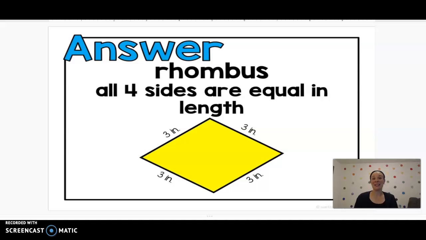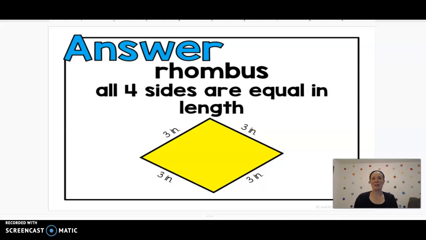Finally, a rhombus is also a parallelogram. If you look at the sides, test them out. Kind of move your hands up and down. Do you see how those lines would never ever touch? A rhombus has equal length sides. 1, 2, 3, 4. All sides are the same length, just like in a square.